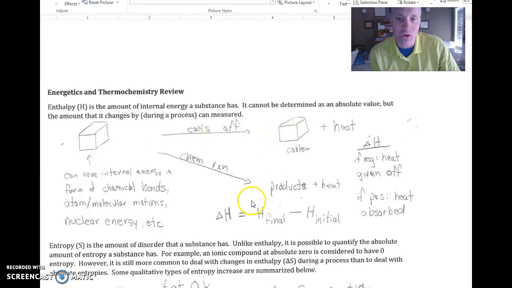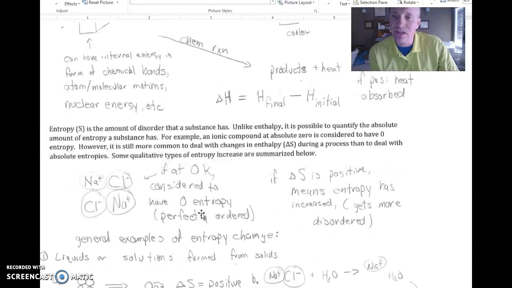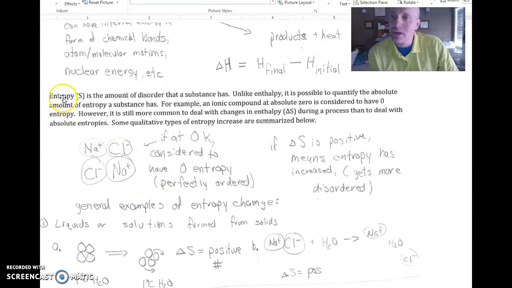So if you take something with a small enthalpy, which would be this, and you subtract something with a larger enthalpy, which would be this, you would end up getting a negative number. And that's why things that have negative delta H's are things that are giving off heat. And the opposite is also true. If it's a positive delta H, that would mean heat is being absorbed. All right, so we'll come back to enthalpy in just a second, but let's talk about entropy.